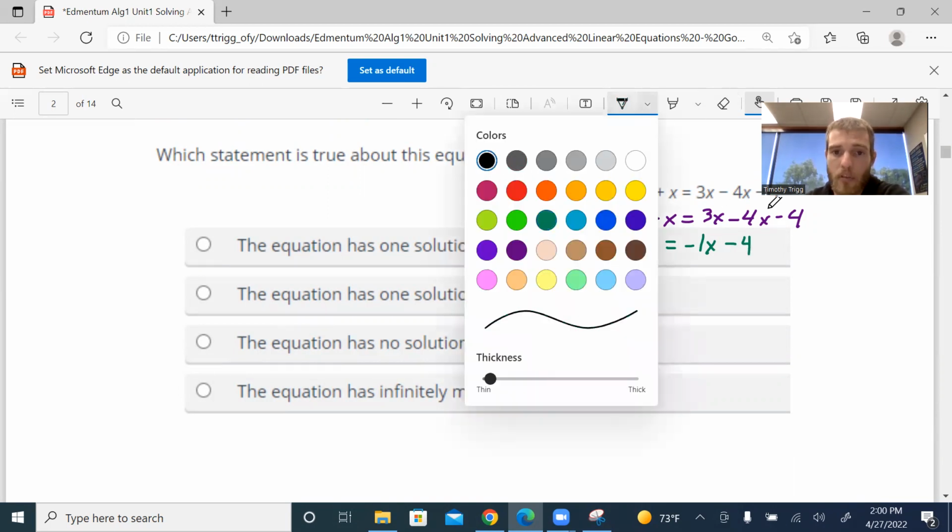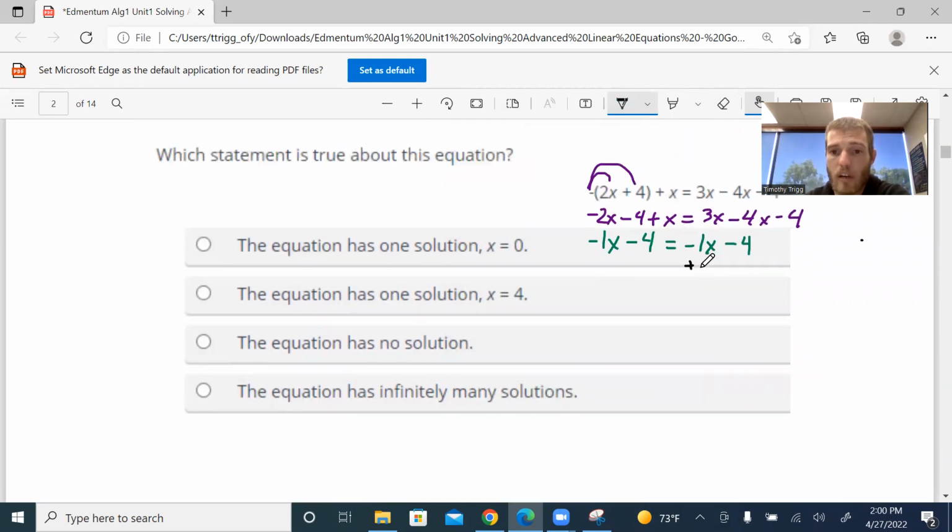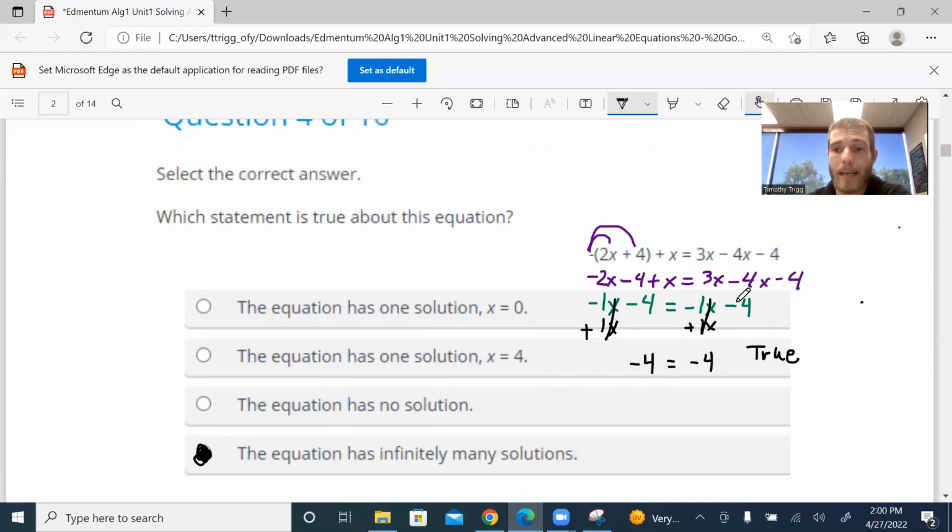Here we have x's on both sides of the equation. I don't like that, so I'm going to add 1x here to cancel it. But of course, if I add 1x there, I have to add 1x on the other side as well. This gives us negative 4 equals negative 4. This is a true statement, isn't it? So if all our variables cancel and we're left with a true statement, then we have infinitely many solutions. In fact, any number you choose would work for this equation.